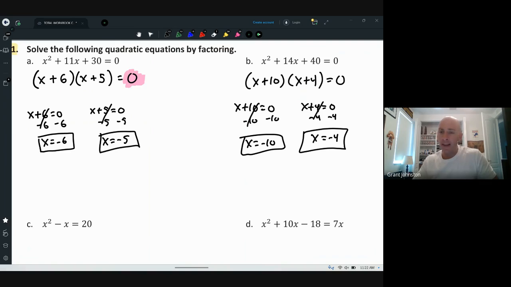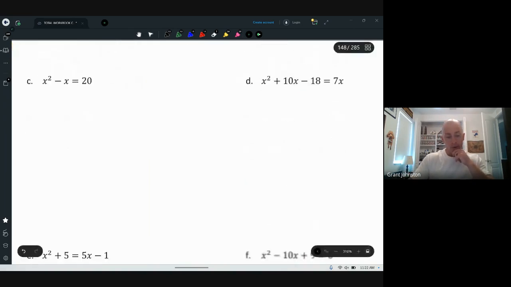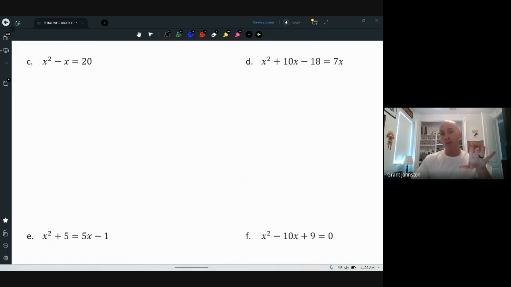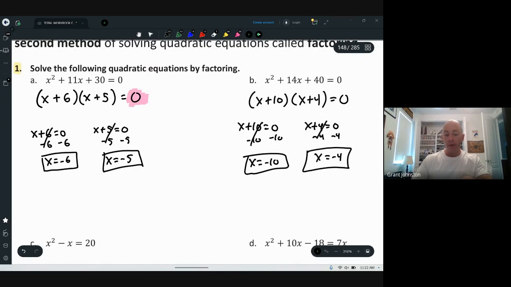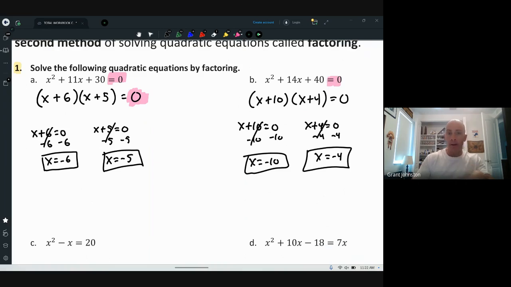I'm going to give a little less explanation on the next few, just because sometimes I feel like when I give too much of an explanation, it might cloud your mind. So here we go. On C, there's a little bit of a thing we have to do first. It's not set equal to 0. In order to use this zero product property, we need the equations to say equals 0 like they did up here. Otherwise, we can't use that zero product property. It has to be equal to 0.